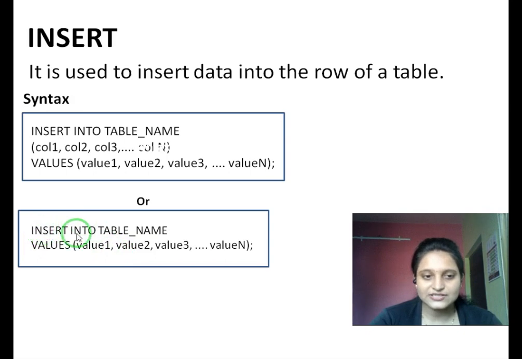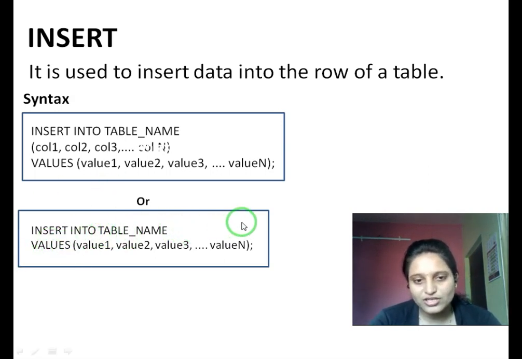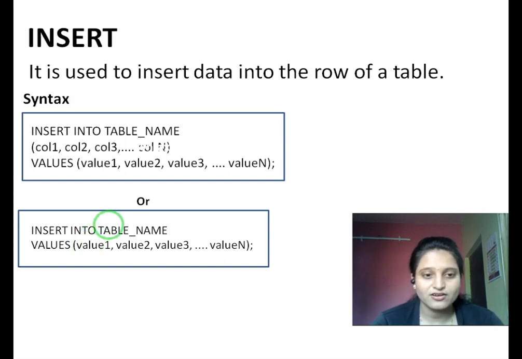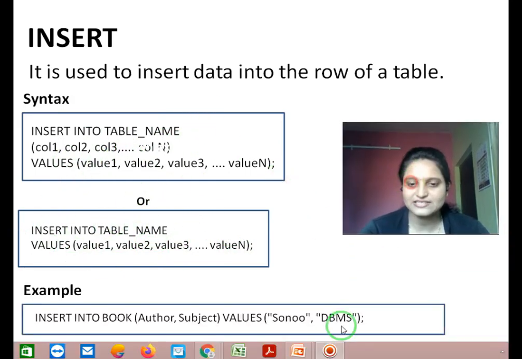See here, insert and into, these two are the keywords for the insert command. Table name is the name of the table for which you want to insert the information, and directly use the values keyword. There is no need to specify a list of columns, and directly place value 1 to n. The value 1 gets placed in column 1 of the specified table. Value 2 gets placed in column 2 of the specified table. Like this, you can use this type of syntax, or you can use the other type of syntax for the insert command. Okay, let's see the example.